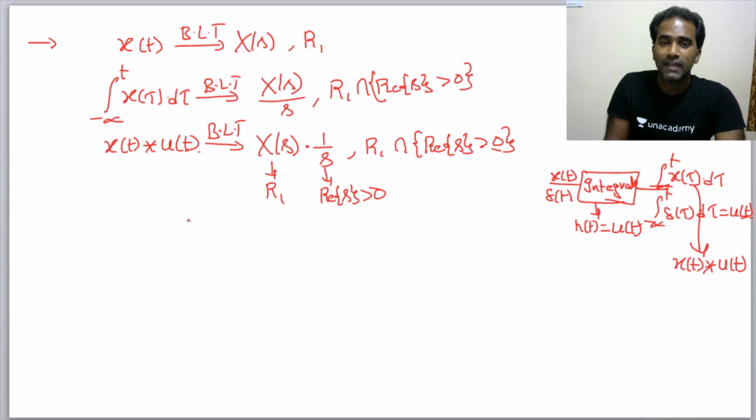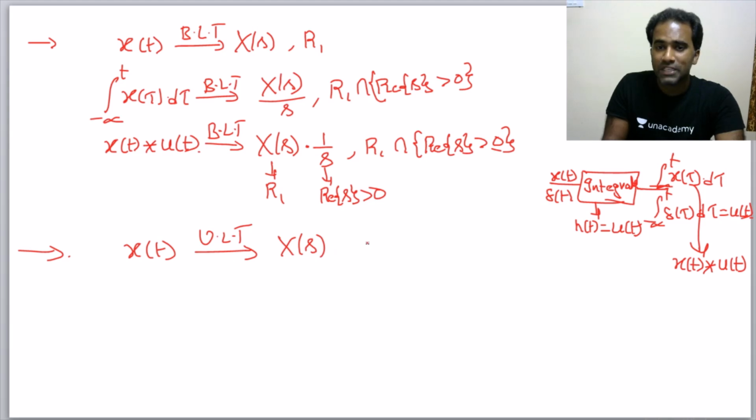So this is a bilateral Laplace transform property. Similarly, for x of t, let's say the unilateral Laplace transform is x of s. There is no need to mention ROC for the unilateral Laplace transform, because when you are finding it, you are evaluating the signal only for positive time. So obviously the ROC will be the right side ROC. That's why we generally don't mention ROC whenever we are talking about the unilateral Laplace transform.